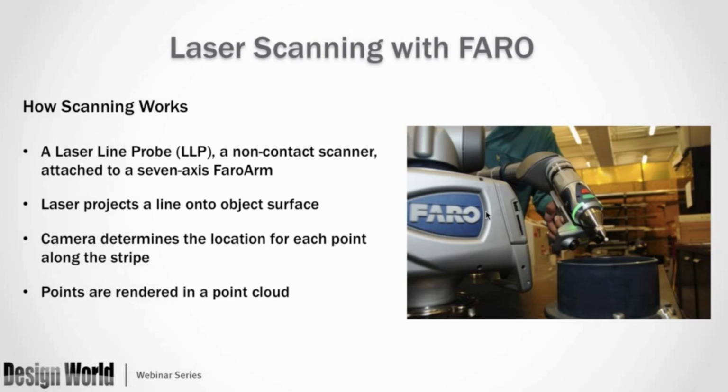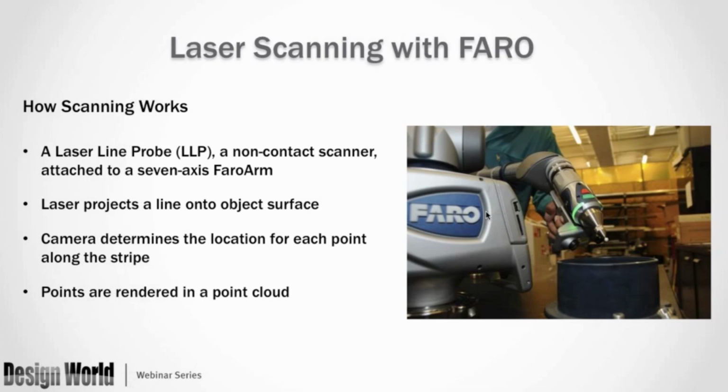The process of laser line scanning is very simple. The laser line probe, a non-contact scanner, is attached to a 7-axis Faro arm, and the laser projects a line onto the object surface.